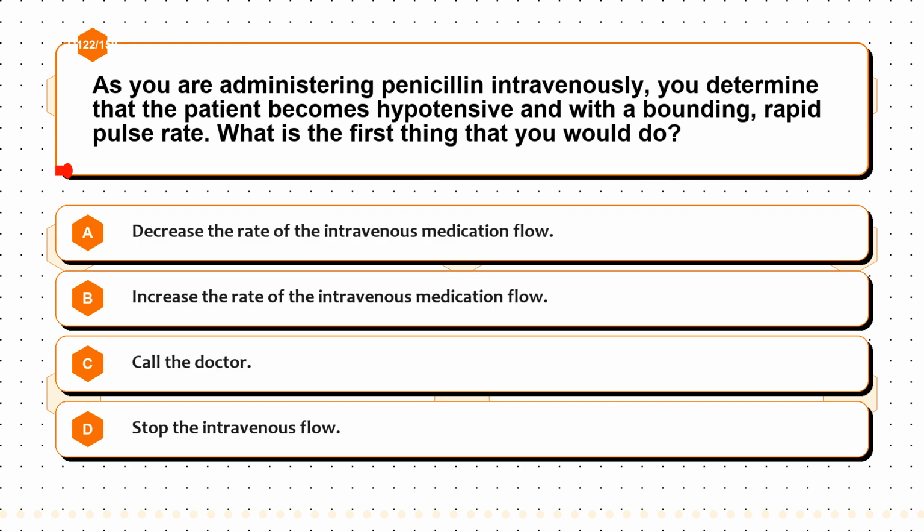Question 122. As you're administering penicillin intravenously, you determine that the patient becomes hypotensive and with a bounding, rapid pulse rate. What is the first thing that you would do? Here are the options. Option A: decrease the rate of the intravenous medication flow. Option B: increase the rate of the intravenous medication flow. Option C: call the doctor. Option D: stop the intravenous flow.